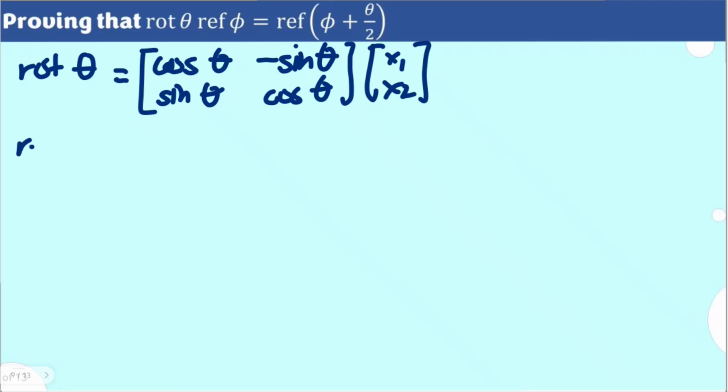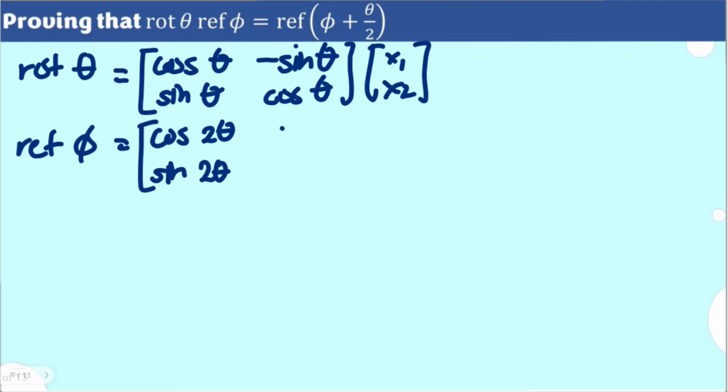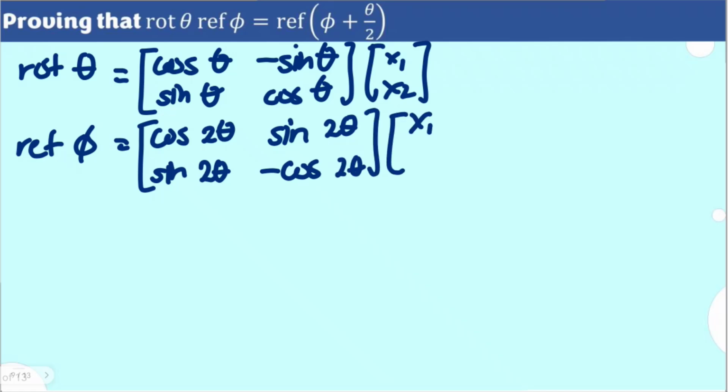For the reflection of phi, we're using phi here because that's what is to be multiplied. This identity is equal to cosine of twice theta, sine twice theta, sine twice theta, and negative cosine twice theta, still to be multiplied with the components of x. Let us use this portion for this identity as we show the proof of the item intended here.